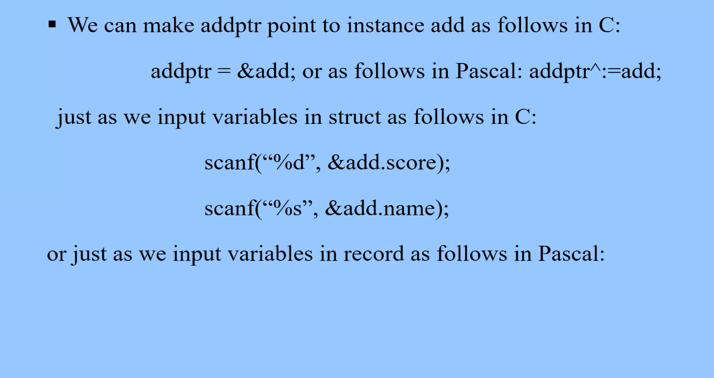Or we input variables in a record as follows in Pascal. Within the element, we store it directly through the variable called and. We store it directly into the record. We can also read the value entered as name, and then it is stored directly into the member called name in the record, which is being manipulated by the object or variable and.